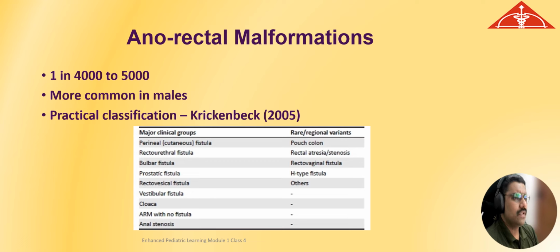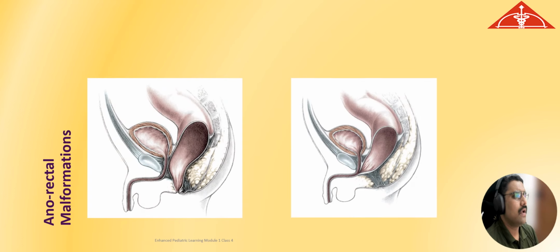Anorectal malformations have an incidence of 1 in 4,000 to 5,000. There is slight predominance in males. The practical classification is easy to use based on the surgical management. Among males, a common example is a perineal fistula, whereas this is a recto-urethral fistula, a type of ARM in male.